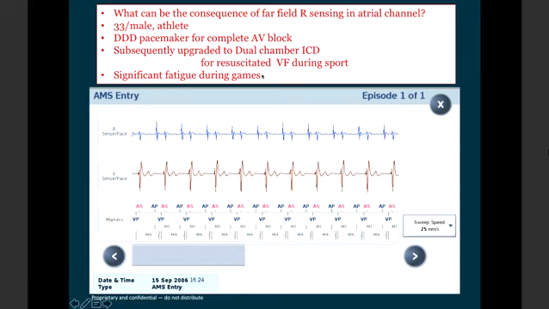This happened to be a very athletic person, and whenever he ran, he had a complete heart block, he had an upgradation to an ICD because of a resuscitated DF. So he has a pacing indication as well as an ICD indication. And when he was playing games, when the sinus rate becomes very fast, the far field R sensing leads to double counting in the atrial channel, and it can be mistaken for an atrial arrhythmia like atrial fibrillation or atrial tachycardia. It can switch mode, and suddenly the rate can come down. The patient can lose AV synchrony, and he can become very fatigued during the game.